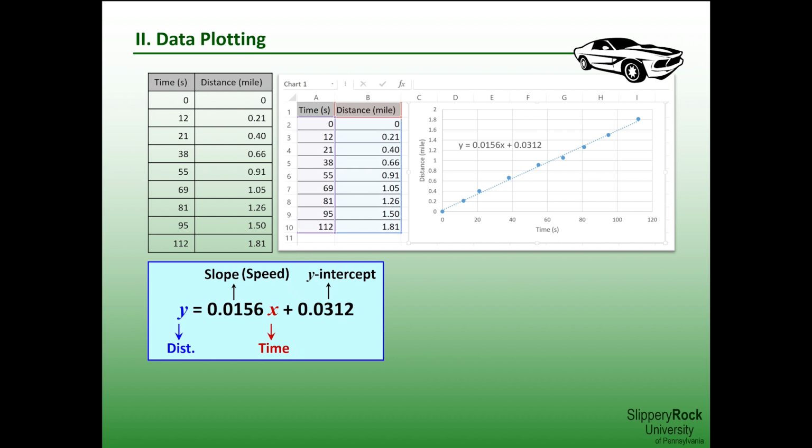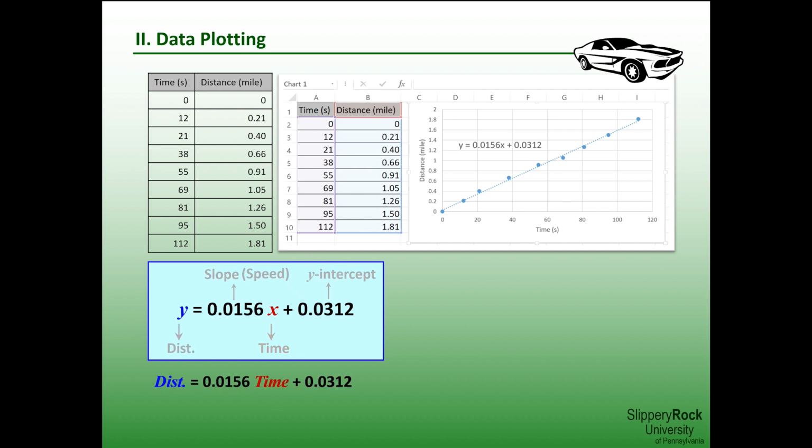The slope of 0.0156 means that for each second that passes, the vehicle travels about 0.0156 miles, or roughly 82 feet per second. In other words, the slope in this case is the speed of the vehicle. The y-intercept of 0.0312 means that if we extrapolate back to time 0, our model predicts a small starting distance offset, possibly due to the measurement error or the fact that the vehicle was already moving when we started timing.